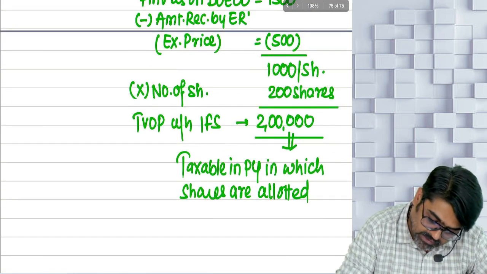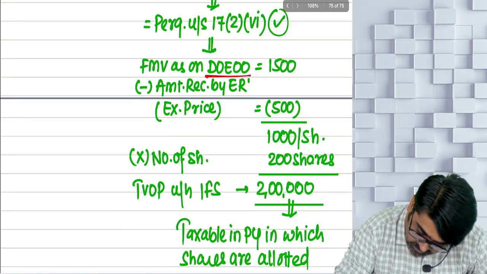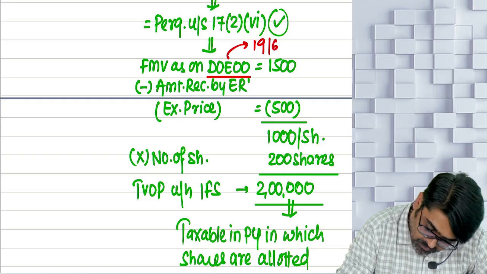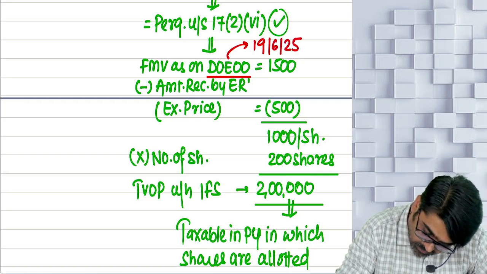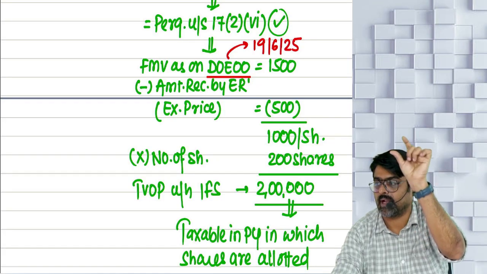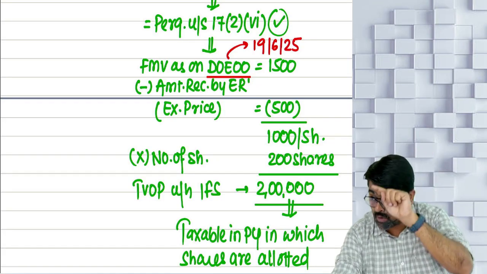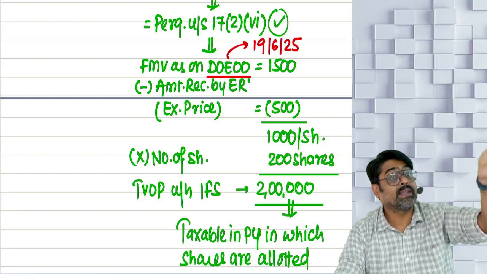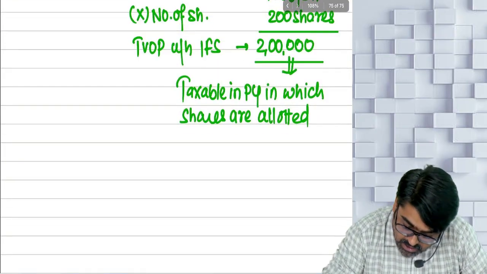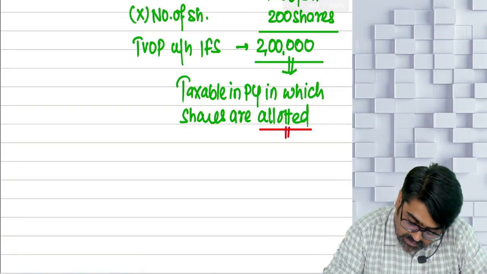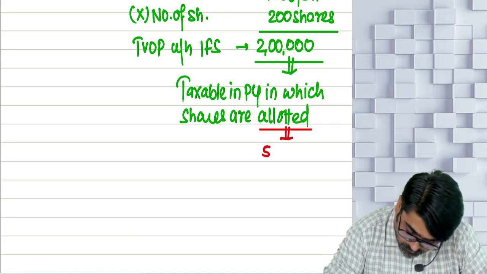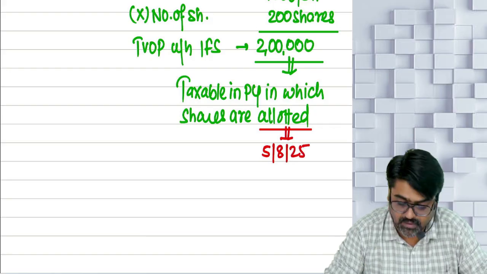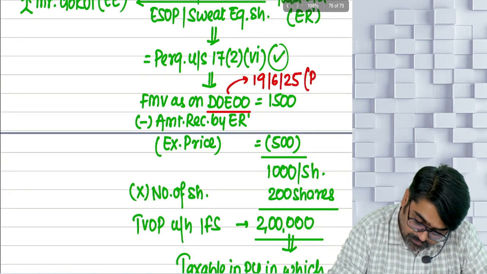So let's take one example. In this case, he exercised this option on 19th of June 2025. So date of exercise of option is 19th of June 2025. To value this perquisite, always use the fair market value as on that date. Yes or no? And these shares are allotted, for example, on 5th of August 2025. So now tell me, when was the option exercised?